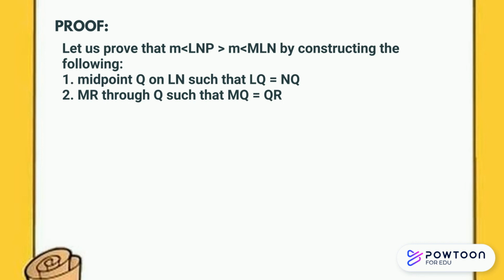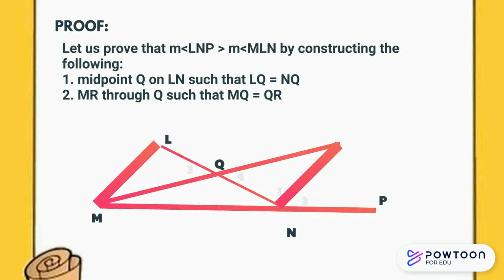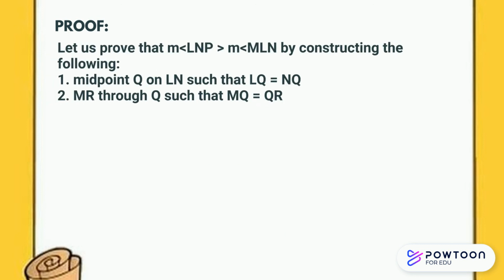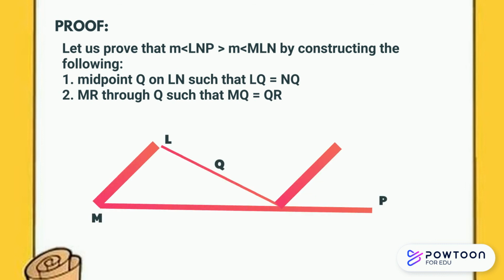To help you in your task, here's the proof. Let us prove that the measure of angle LNP is greater than the measure of angle MLN by constructing the following. Number 1. Midpoint Q, segment LQ is equal to segment NQ. Number 2. Segment MR through point Q such that segment MQ is equal to segment QR.